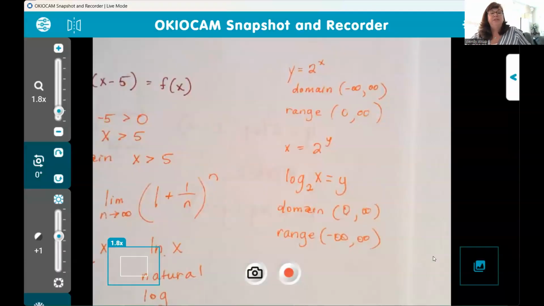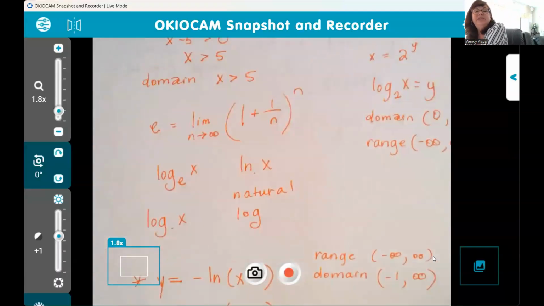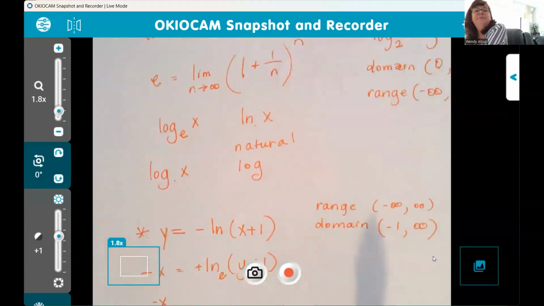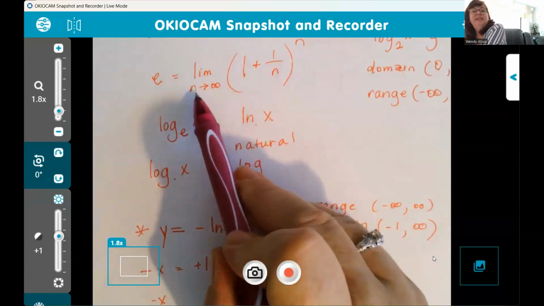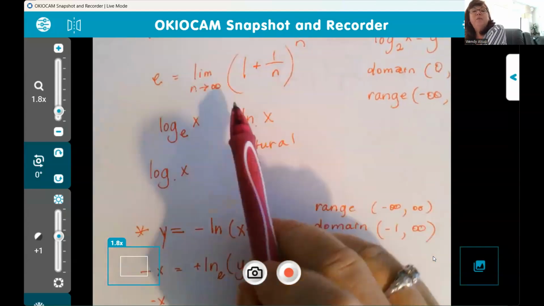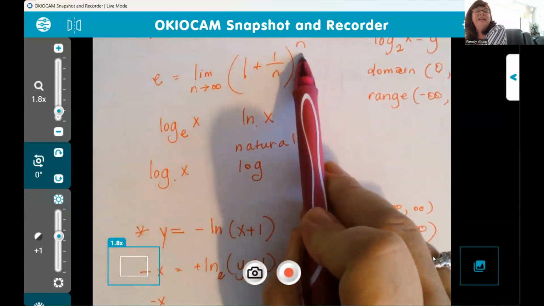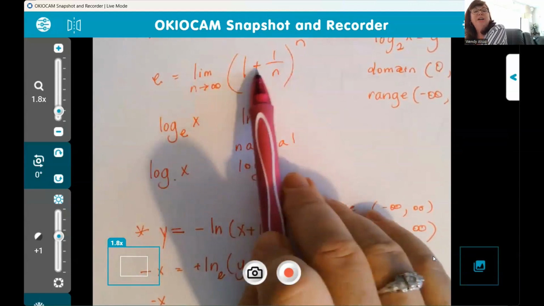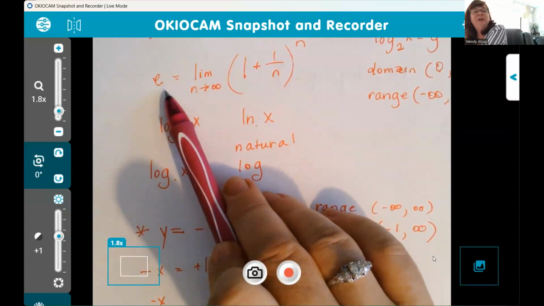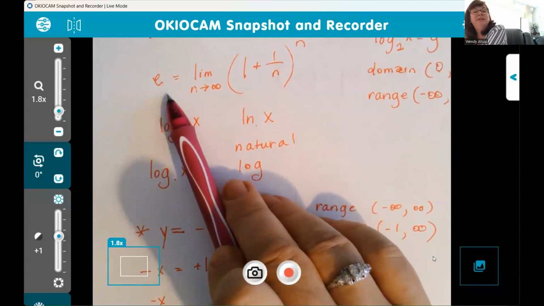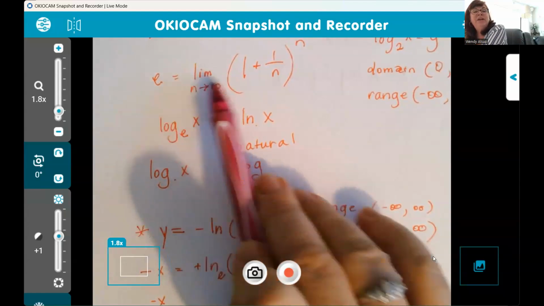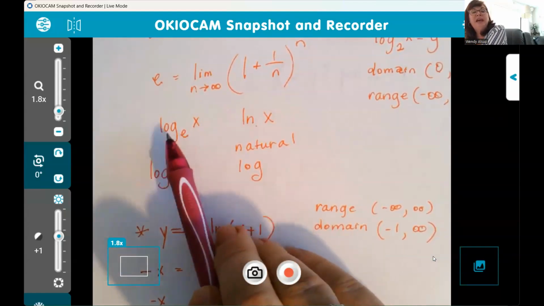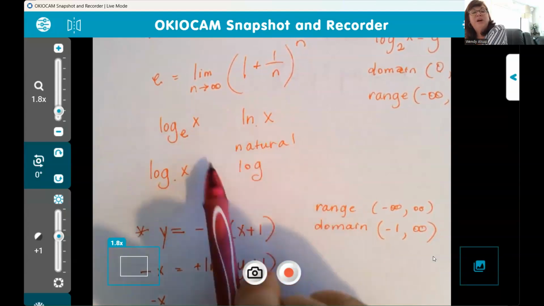All right. So remember, e we defined previously as the limit as n approaches infinity of 1 plus 1 over n to the n power. That would approximate this number e, about 2.7 so-and-so.